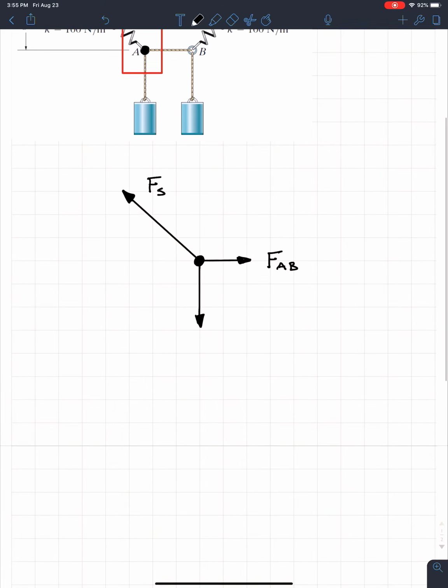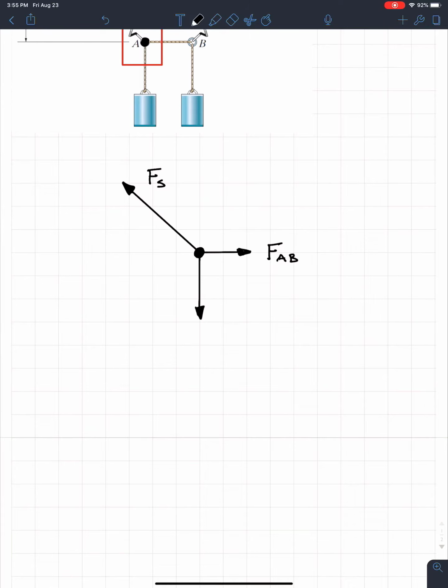And then finally, this last force, as I showed you guys in the previous example, how to prove this, we know that this is just going to be the weight of the cylinder, which is equal to the mass of the cylinder, which is what we want to find in the end, times gravity.